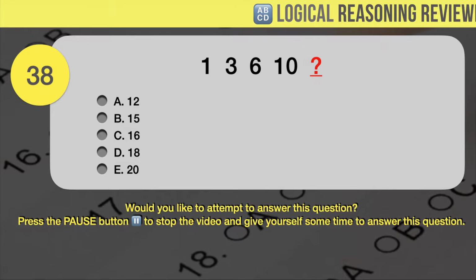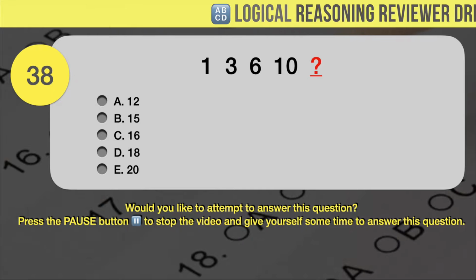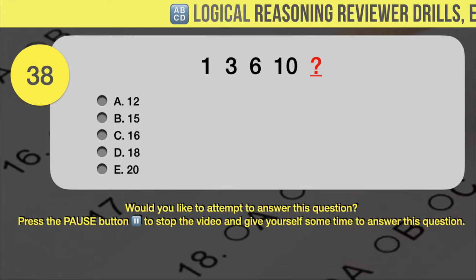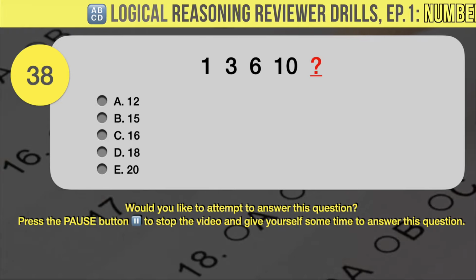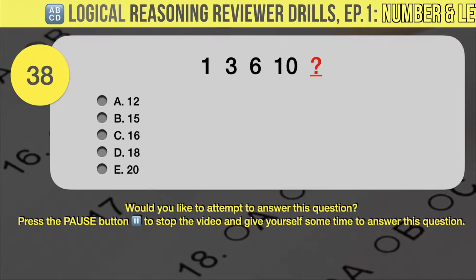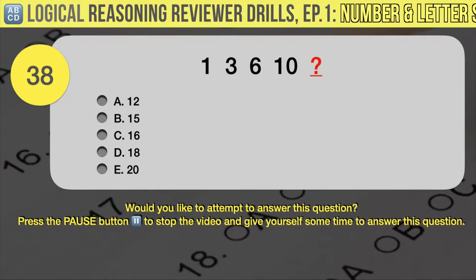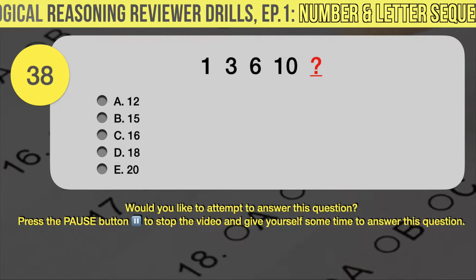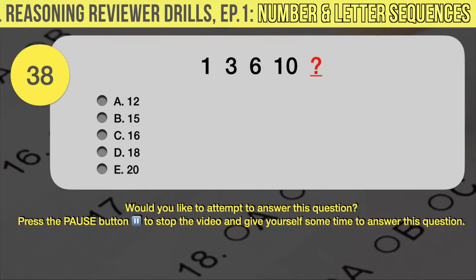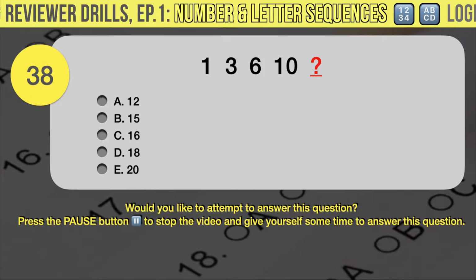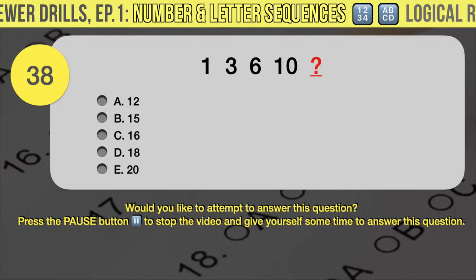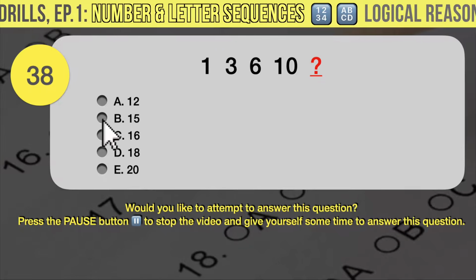Drill question number 38. Which number comes next in the following sequence? 1, 3, 6, 10? Your answer choices are A. 12, B. 15, C. 16, D. 18, E. 20. The correct answer is B.